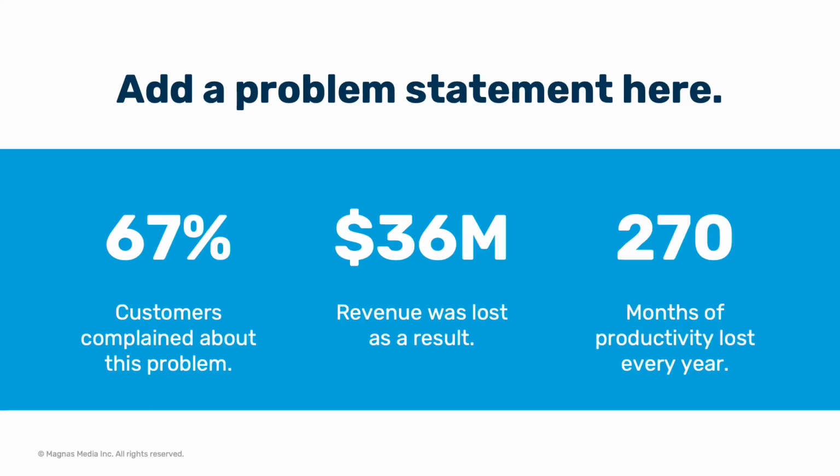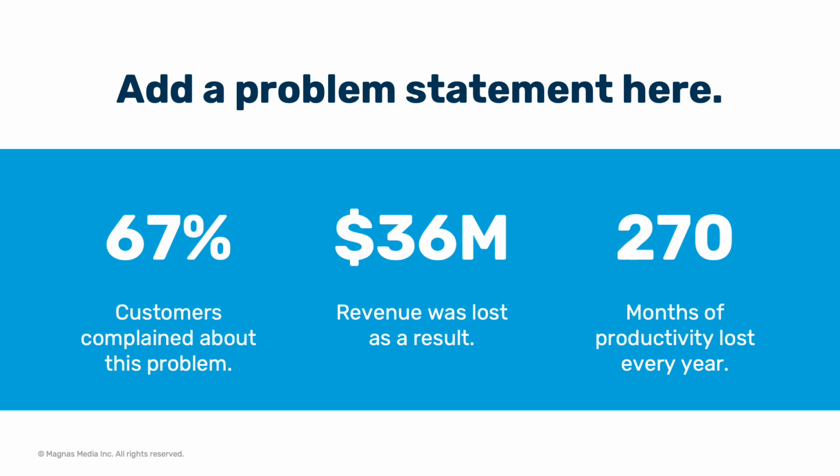So you can see here it gives you a chance at the top to add a problem statement, so you can give it context, and then you can use numbers. It could be percentages, it could be dollar amounts, it could be any other data or statistics that can help you tell that story, and that would resonate more with investors. So in this case, you can see 67% of customers complained about this problem. So you can fill in the gaps, put your problem. Revenue, 36 million revenue was lost as a result.